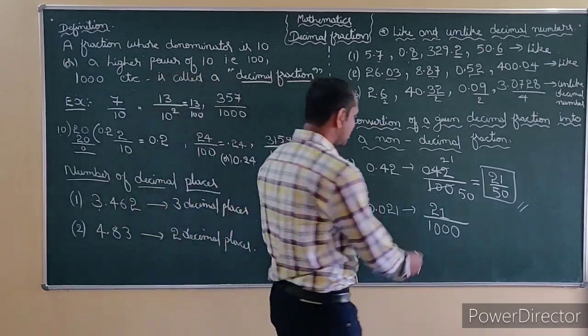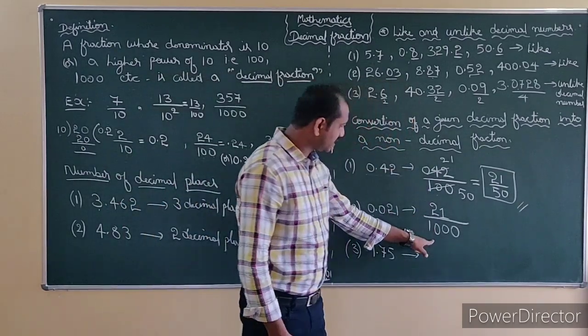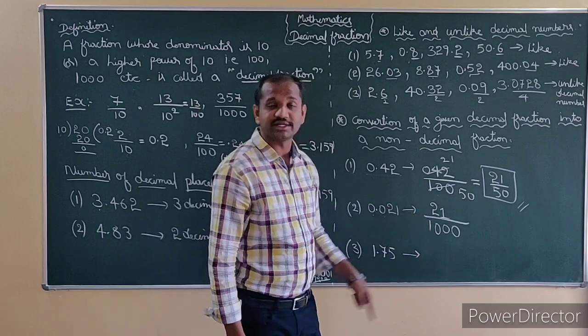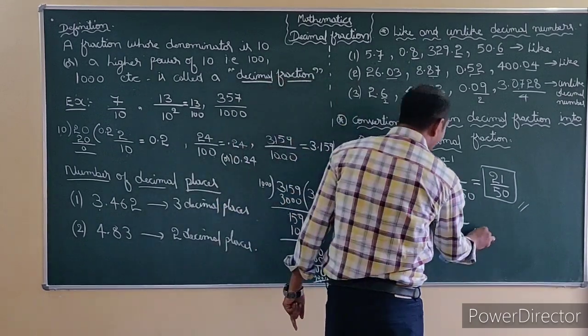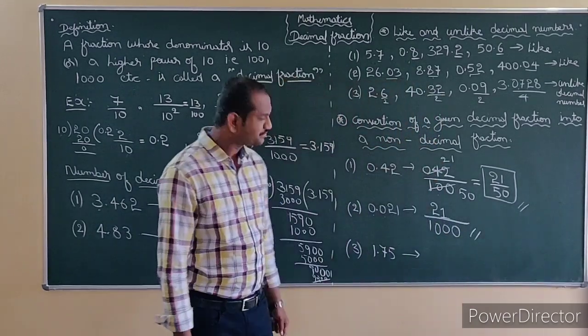Understand? Even this. So, can I do anything to 21 and 1000? No. I cannot reduce it further. So, this will be the simplest.